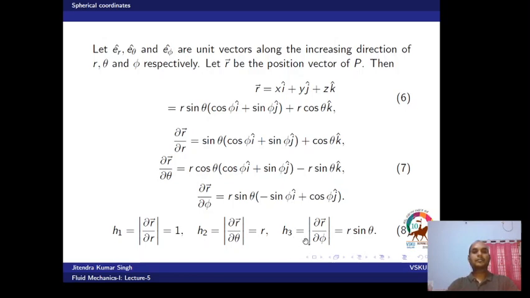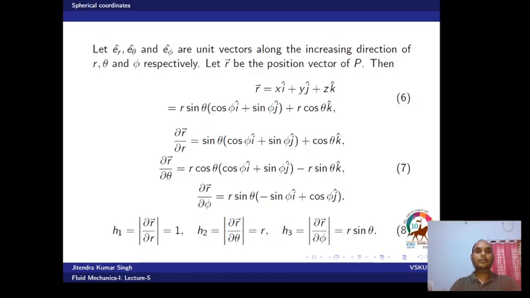Now h3 is the modulus of partial r vector by partial phi. We take the modulus of this vector. Since sin square phi + cos square phi is 1, we get r sin theta. So h1 we got as 1, h2 we got as r, and h3 we got as r sin theta.